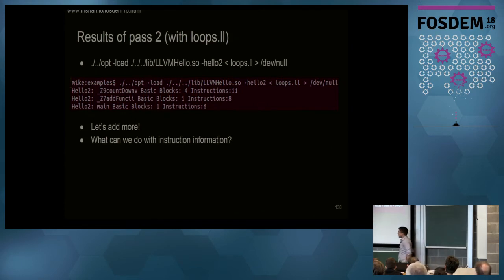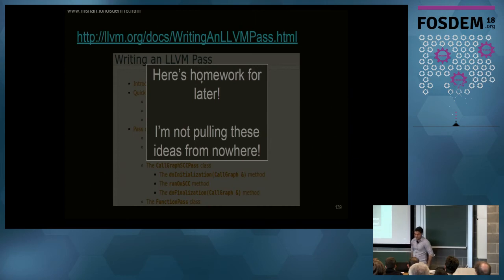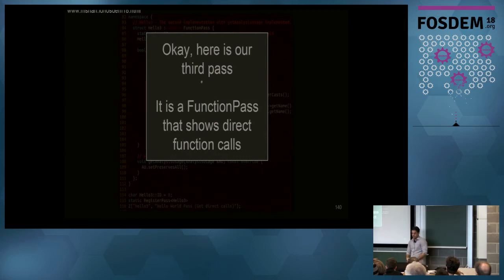All right, so let's keep going and try to think about what we can do with some of this instruction information, or just build other passes that are interesting. And here's some homework for later. I'm not pulling these ideas from nowhere, but from the Writing an LLVM Pass guide, a definitive guide on these passes. Okay, so I want to move to our third pass, another function pass, and this time it's going to show direct function calls. So I can figure out which functions are calling other ones.